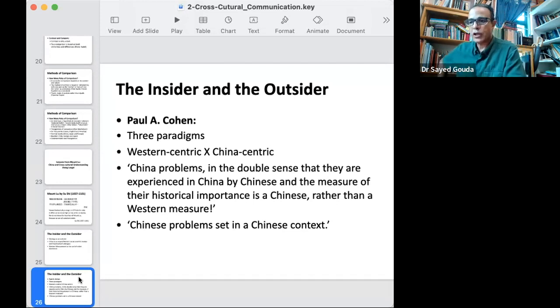He says China problems are problems in the double sense that they are experienced in China by Chinese, and the measure of their historical importance is Chinese, rather than a Western measure. This approach is called the China-centric approach. Okay, so he said these are Chinese problems. Chinese history is a Chinese problem, a Chinese object. So we need to put it in a Chinese context in order to understand it.